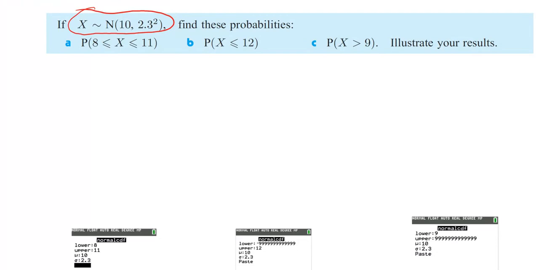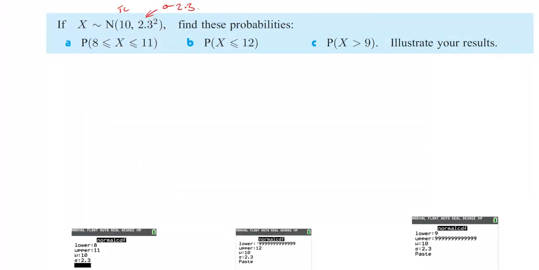Now, the 10 refers to the mean. We've got a mean of 10. And when we say 2.3 squared, that squared is notation, and you will always see the squared there. It's referring to the variance, so the standard deviation is 2.3. So we know that the mean is 10 and the standard deviation is 2.3. We need to work out the probability that we are between 8 and 11.